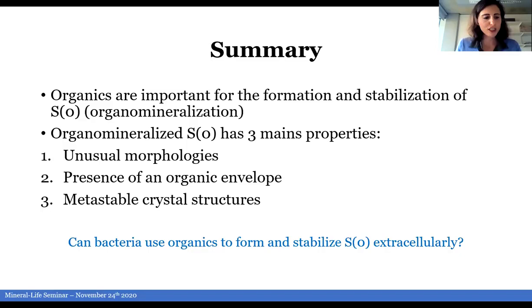So the next question we can ask ourselves is, can bacteria actually use this process, organomineralization, to form and stabilize elemental sulfur? And here in particular, we're interested in the extracellular medium, because of course, intracellularly, you're going to have a lot of organics involved in the formation of the minerals. So we kind of already have an answer.